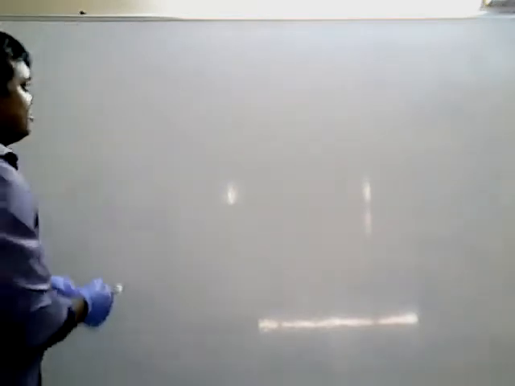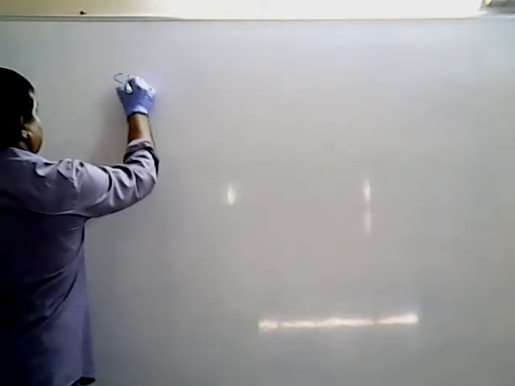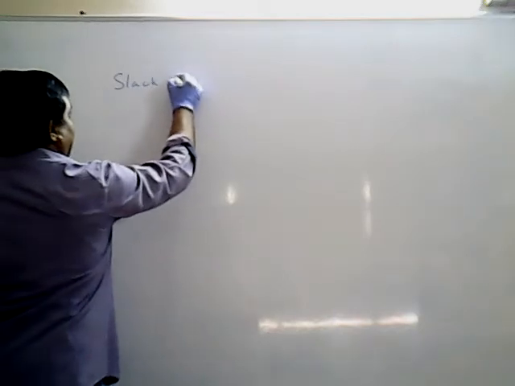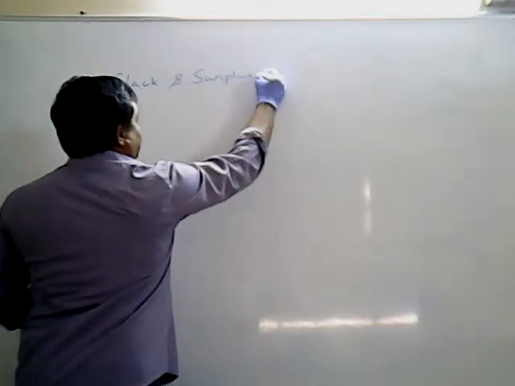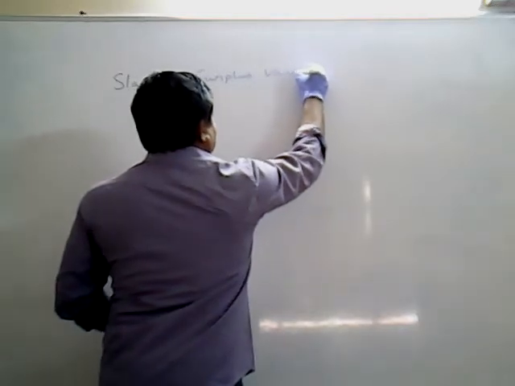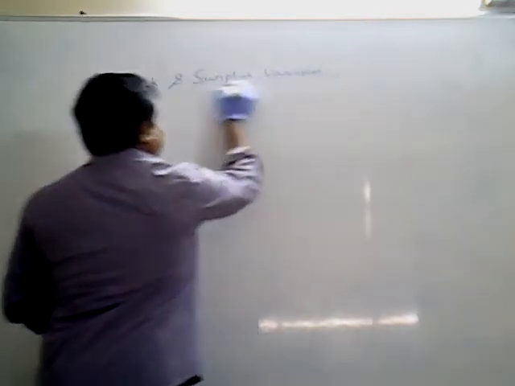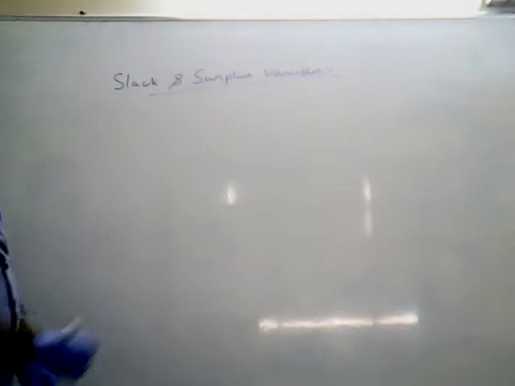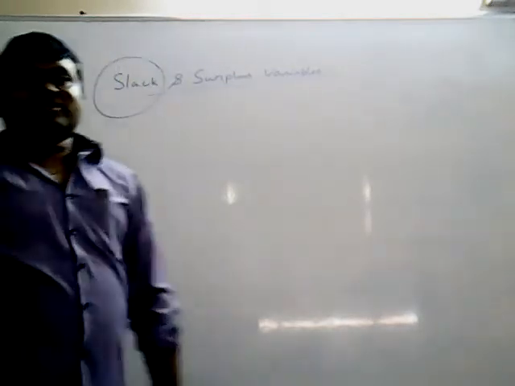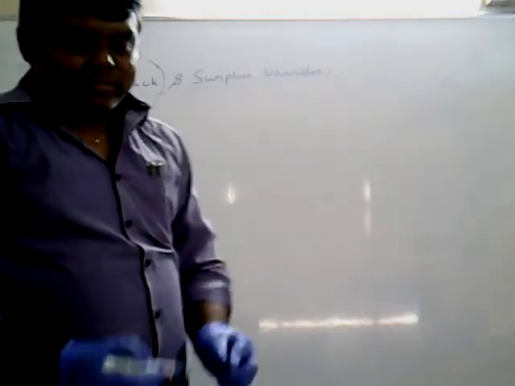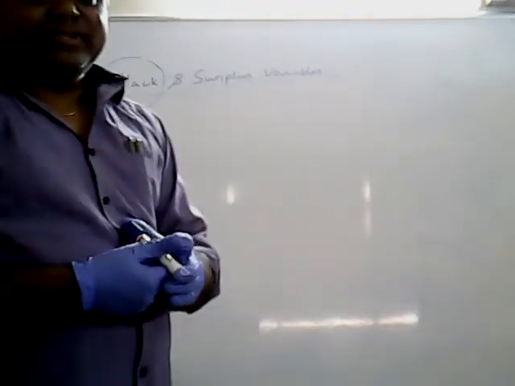The next definition is slack and surplus variables. Slack, S-L-A-C-K, and surplus, S-U-R-P-L-U-S, variables. First I will explain what you mean by slack variable. First I will tell you the definition, so first write down the slack variable definition.